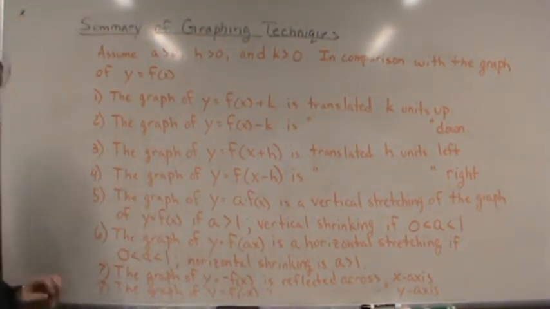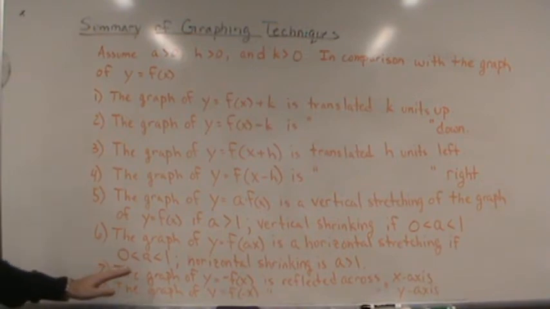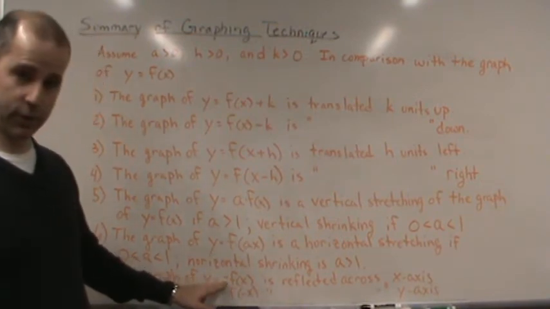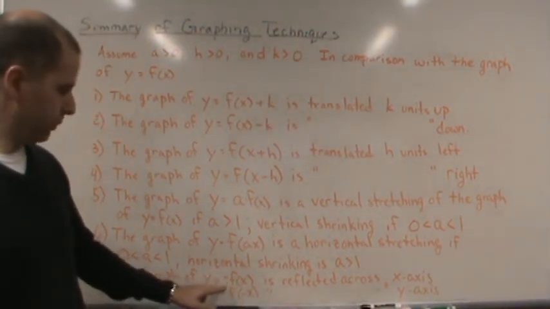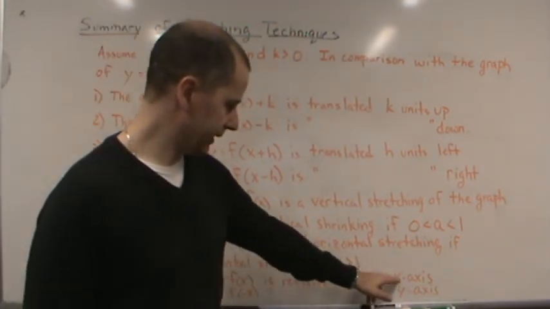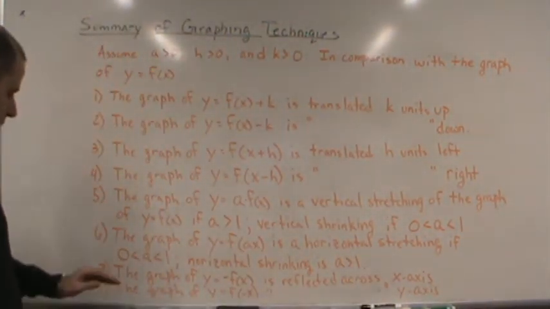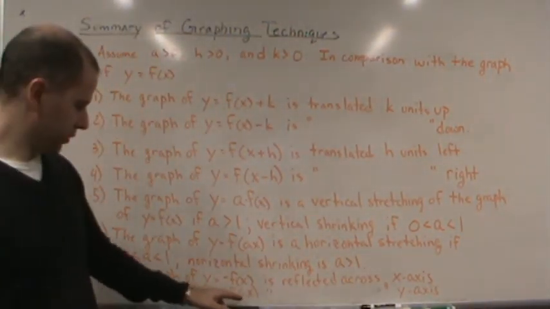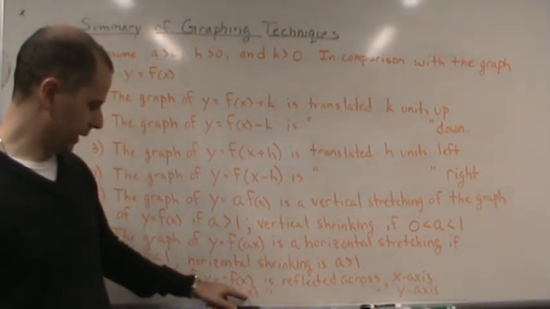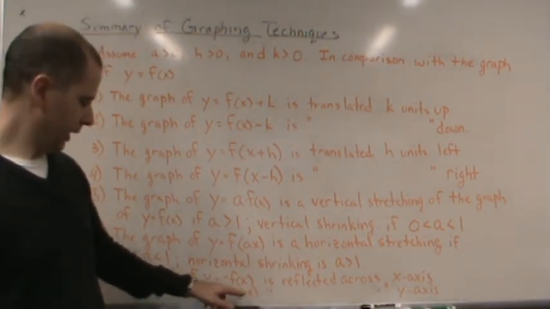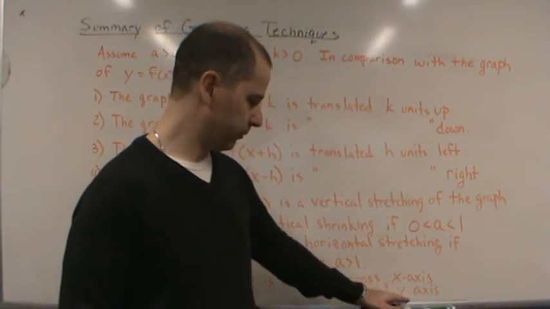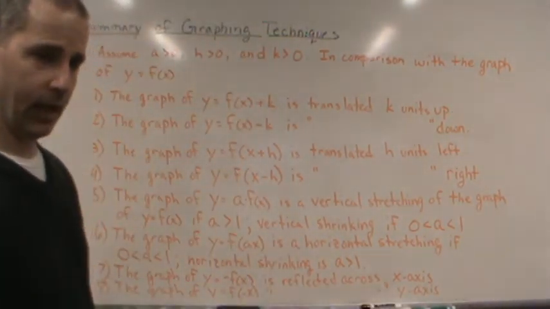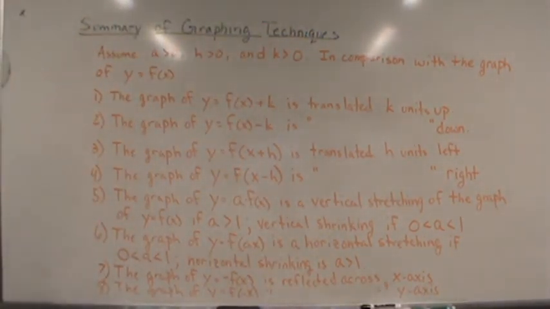And then the final two deal with reflections. So 7 says, what if we multiply outside the function by -1? That would be a reflection across the x-axis. And if we multiply inside the function by -1, which means we're multiplying the x values by -1, that results in a reflection across the y-axis. And that's it.